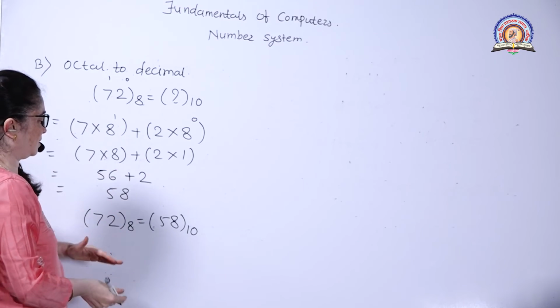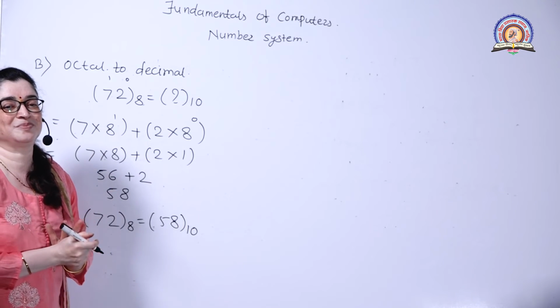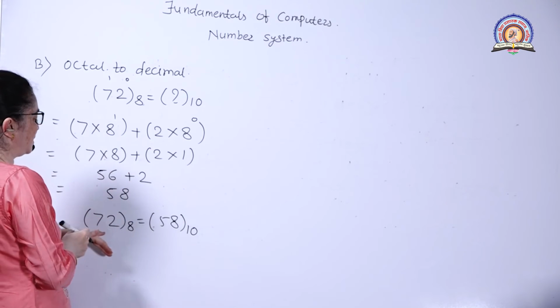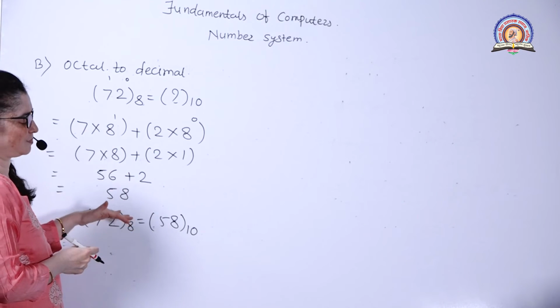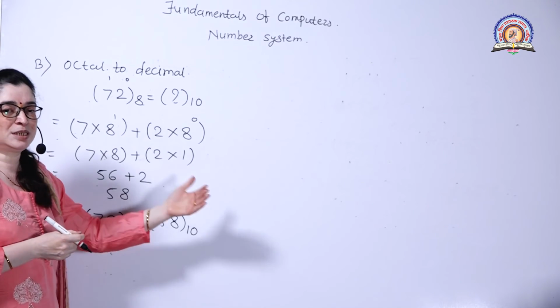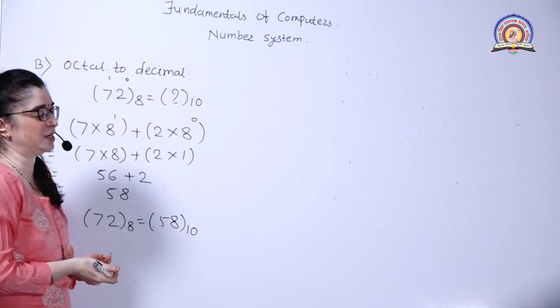Sorry, last line once again. When we enter the octal number 72, its decimal equivalent will be 58.